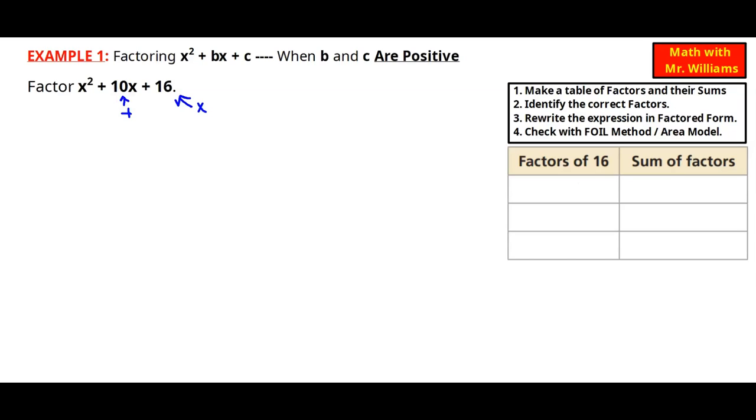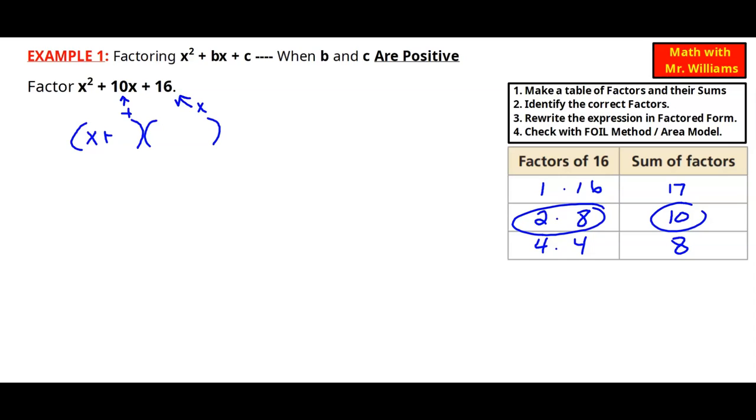So the factors of 16 would be 1 times 16, 2 times 8, and 4 times 4. The sum of those factors would be 1 plus 16 is 17, 2 plus 8 would be 10, and 4 plus 4 is 8. The one we're looking for is 2 times 8, because when we add those up, we get 10. So our factored form would turn into x plus 2 and x plus 8.